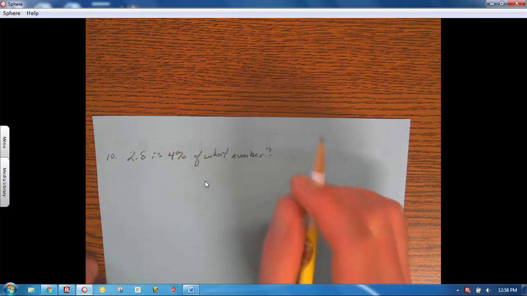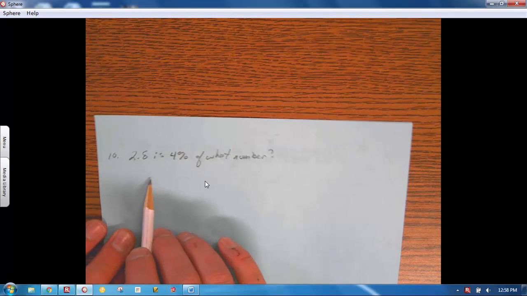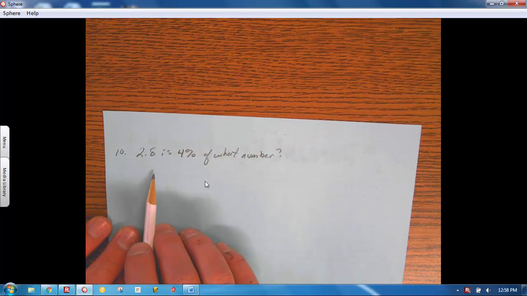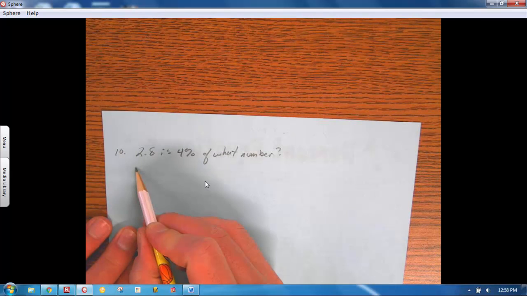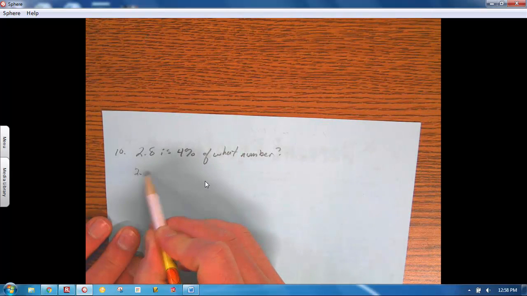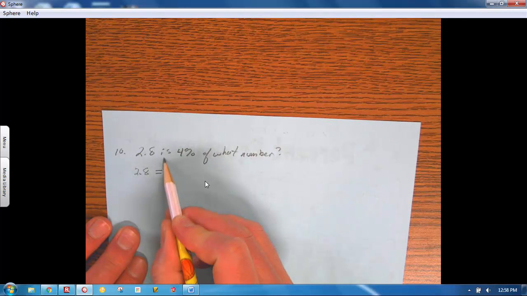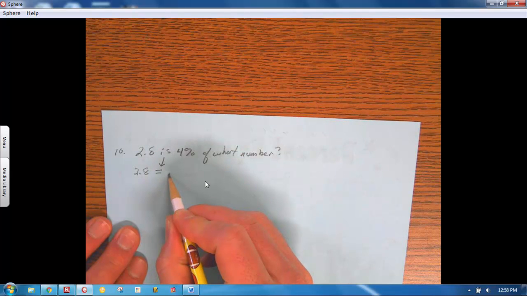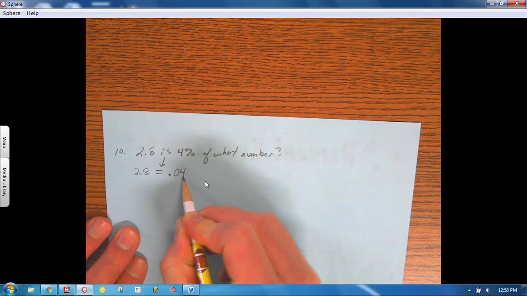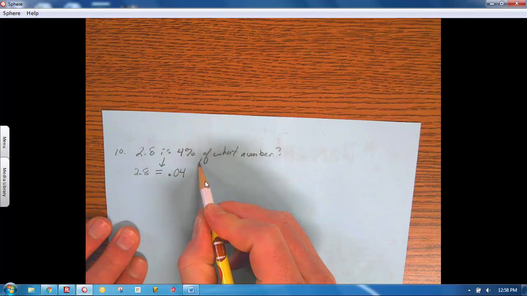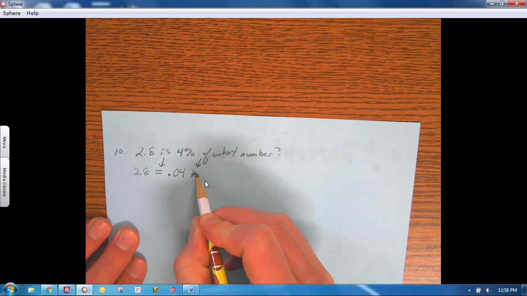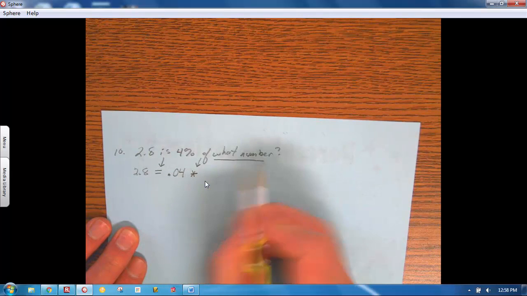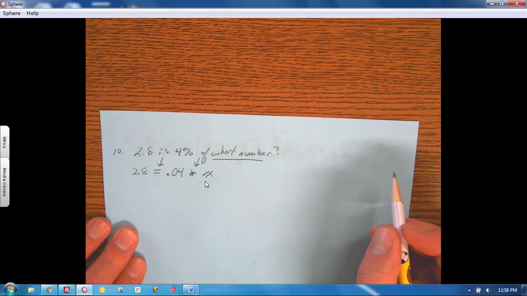Okay, so we are looking to find the whole here. When we have problems like this, a lot of times it's easy to just use the translation method that I showed you. So we just read from left to right here. 2.8 is, remember is means equals, 4%, which is written as 0.04, of means multiplication, and what number is my variable. Okay, and now I've just got a one-step equation here.